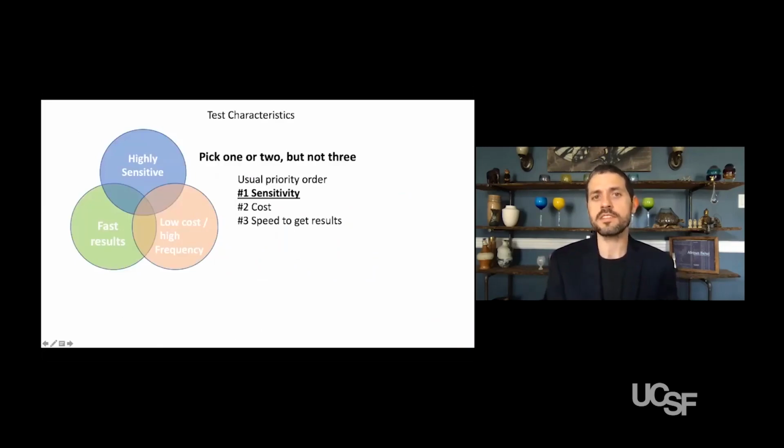If we think about test characteristics, we usually think about test sensitivity first and foremost in a lot of the discussions surrounding testing for COVID. Of course, specificity is also part of this framework. I'm not going to talk too much about specificity, though if there are questions, I can discuss those. Then there is cost, which I essentially liken to the frequency of being able to perform the test, and then speed to get the results back.